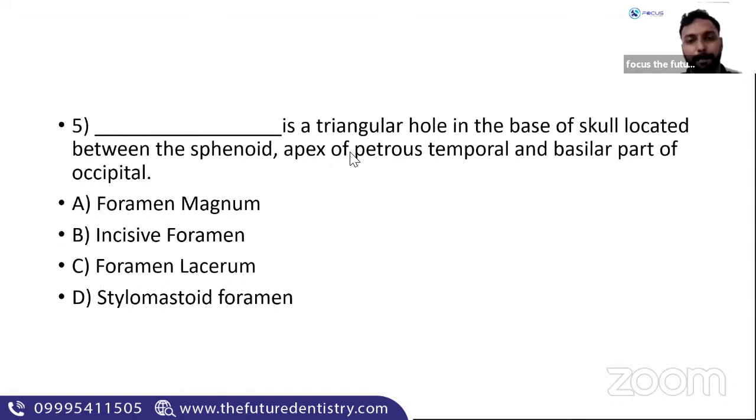Last question of the day. Triangular hole at the base of skull located between the sphenoid, apex of petrous temporal and basilar part. Very good. So that is foramen lacerum. And finally, what is stylomastoid foramen? Which structure comes out through stylomastoid foramen? Facial nerve comes out. So the answer is foramen lacerum.